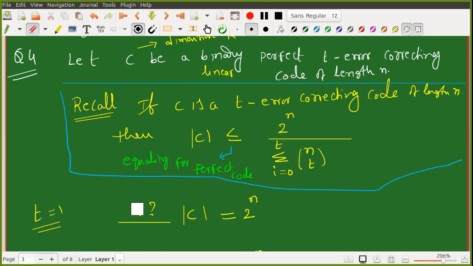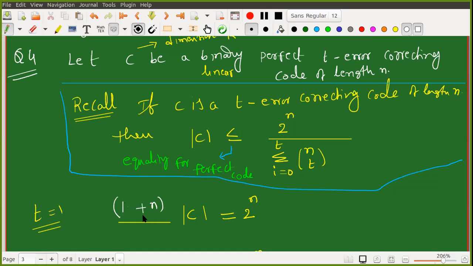So who will tell? Yeah, please go ahead. So sir, it will be 1 here. One only. Yeah, because the cardinality of C, I mean, the number of code words in C, will be 2 to the power n, since the length is n. Length is n, but I am not told it is k dimensional. 1 plus n it will be.